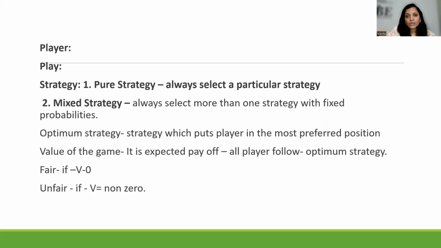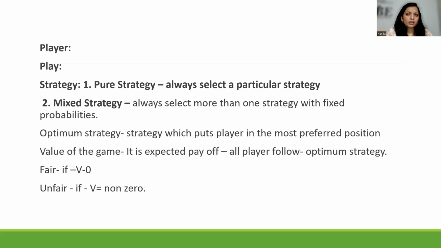In a game there are players who play that game. Individuals, or a team, we can call them players. Whatever they play, that is a play. And in a game, there are strategies. Different players use different strategies in a particular game. In that competitive situation, it is up to the player which strategy they are going to follow.